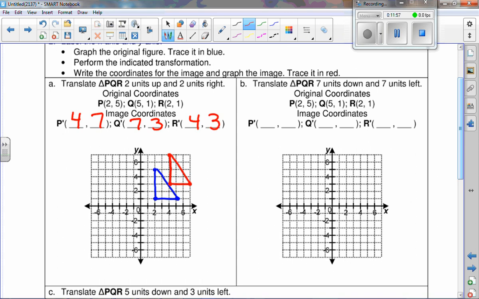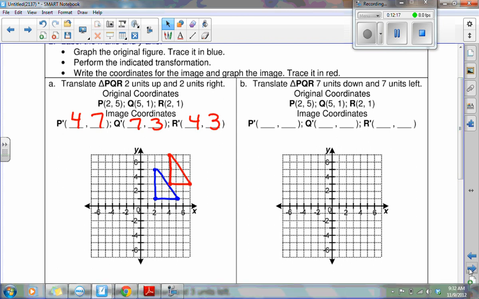And if you don't think these are right, just check your points with the new triangle that you graph to make sure that they correspond. Now, make sure that if you go down or if you go to the left, you're going to be subtracting. And pay attention to what they tell you to do on B and C. Now we're going to do a dilation.